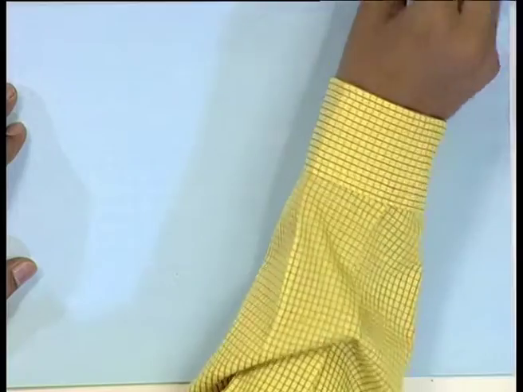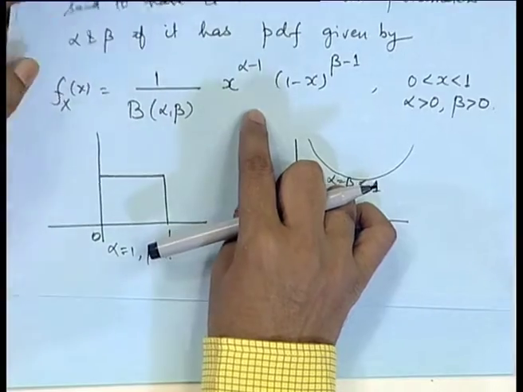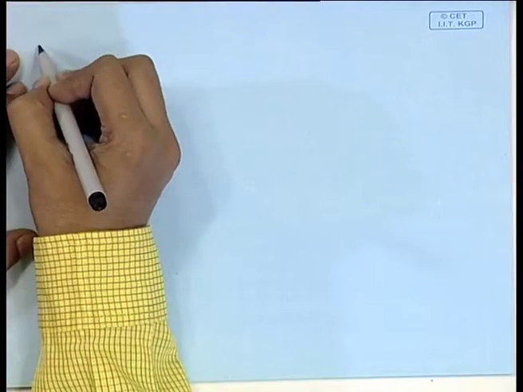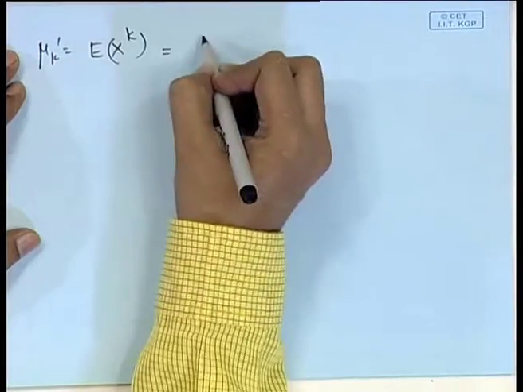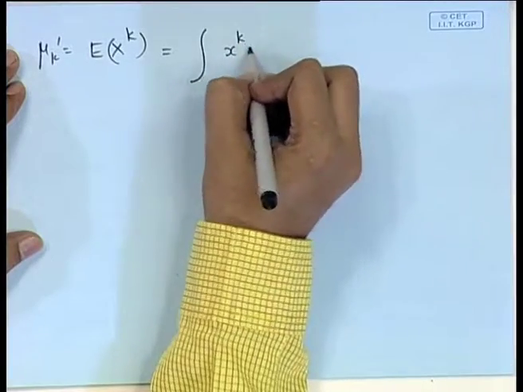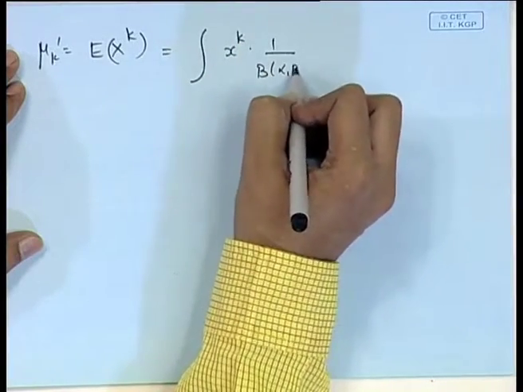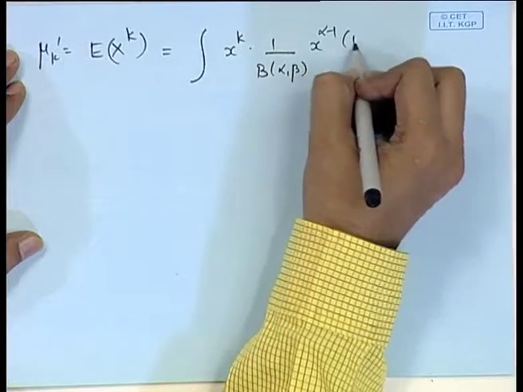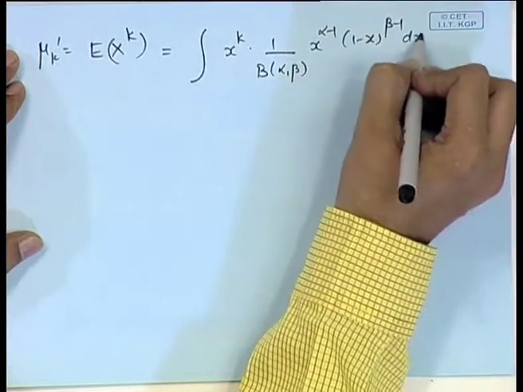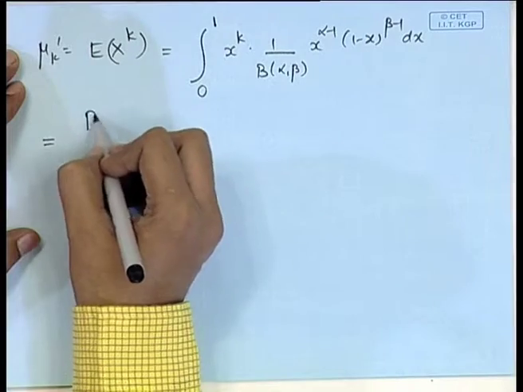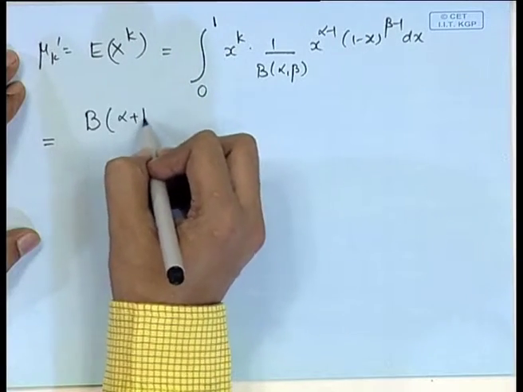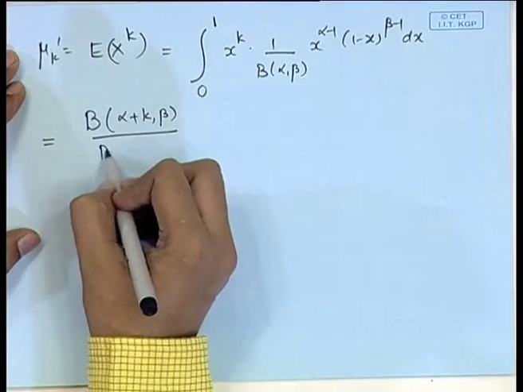We can look at the moments of this distribution. Since it is over a finite range, it is clear that the moments of all orders will exist. If we consider the expectation of x to the power k, this is equal to the integral from 0 to 1 of x to the power k, 1 by beta function of alpha beta, x to the power alpha minus 1, 1 minus x to the power beta minus 1, dx. So, this is nothing but the beta function of alpha plus k, beta divided by the beta function of alpha, beta.